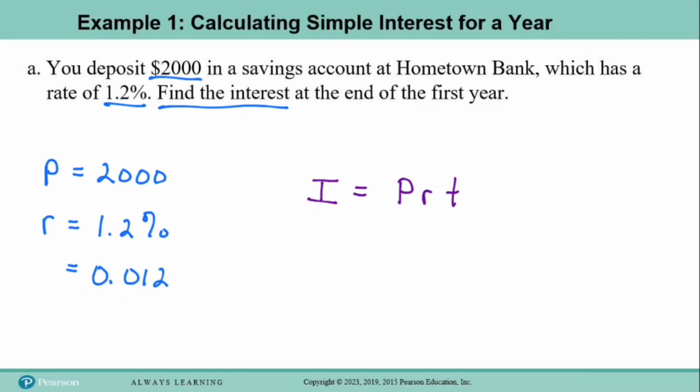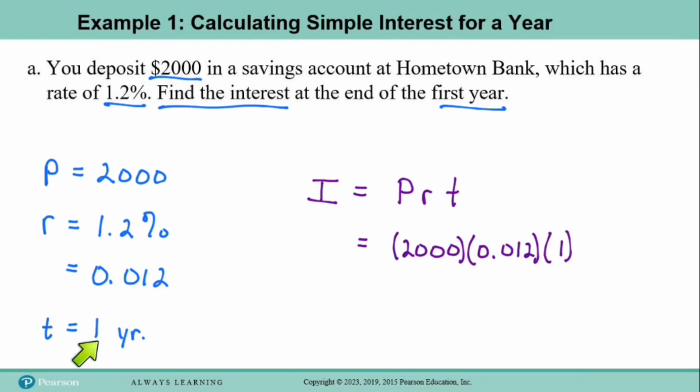So that's our R. And then the time, they said find the interest at the end of the first year. So the money sits in the bank for 1 year, and so the time is 1 year. Always keep in mind that your time needs to be in years, and the reason for that is that the interest rate is the rate per year. So that's why time has to be in years, and if it's not in years, we have to convert to years. Okay, now plugging in our known values, PRT is going to be 2,000 times 0.012 times 1.